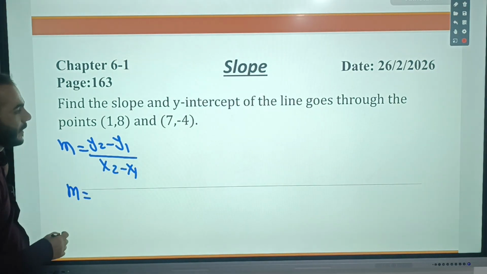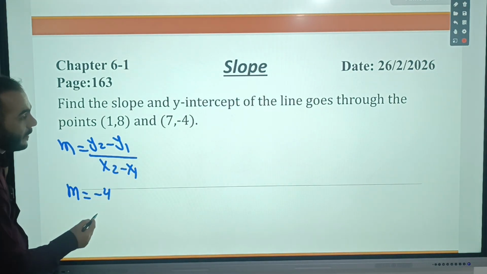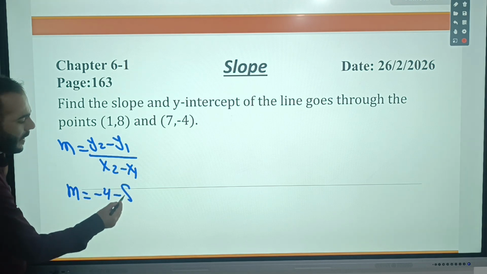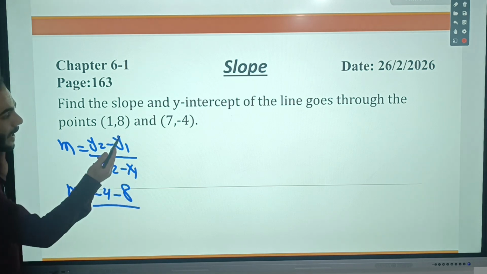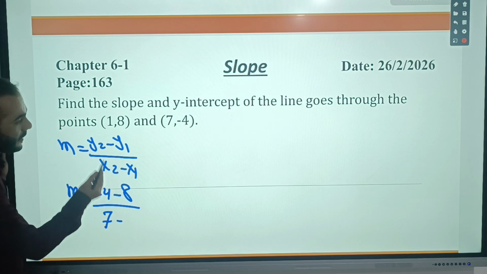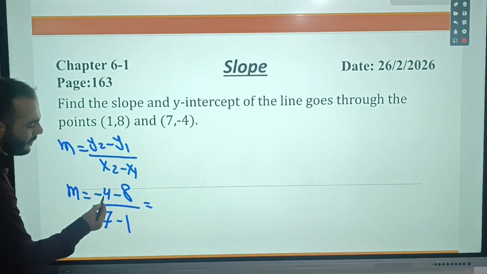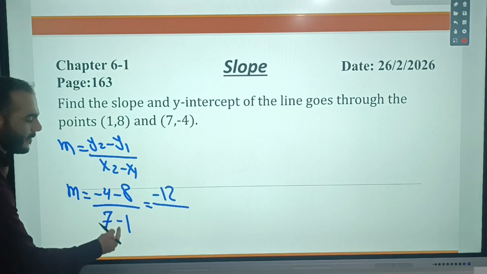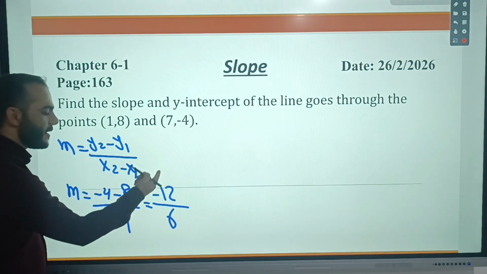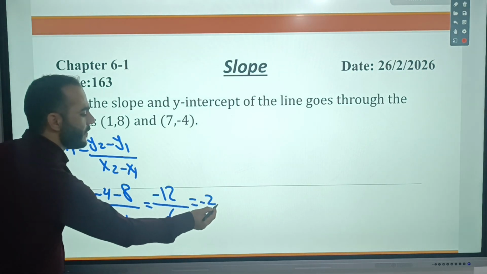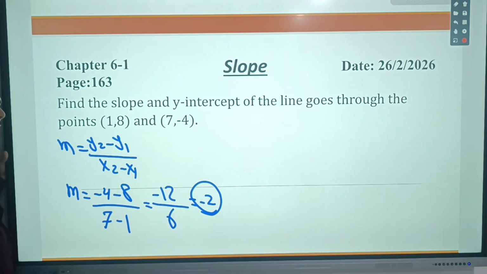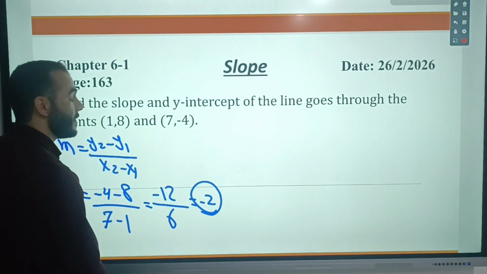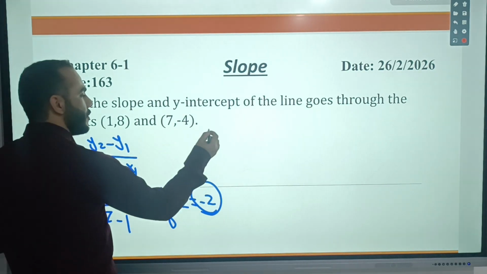m equals y2, which is -4, minus y1, which is 8, over x2, which is 7, minus x1, which is 1. So -4 minus 8 gives us -12, and 7 minus 1 is 6. -12 over 6 equals -2. So the slope is negative. That means that this line is a decreasing line from left to right.